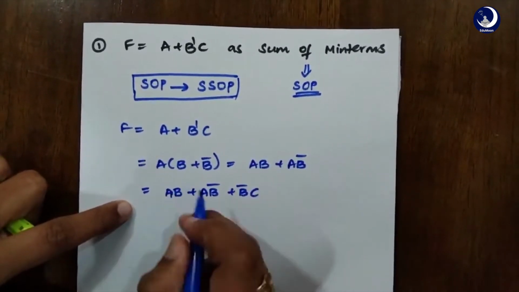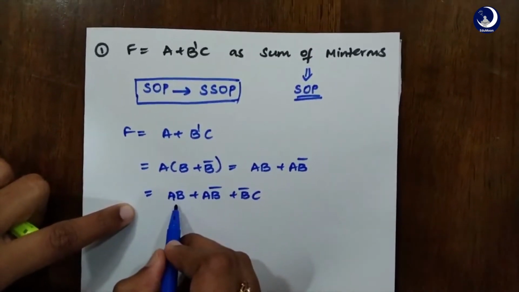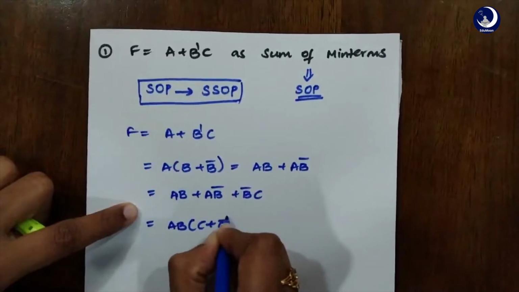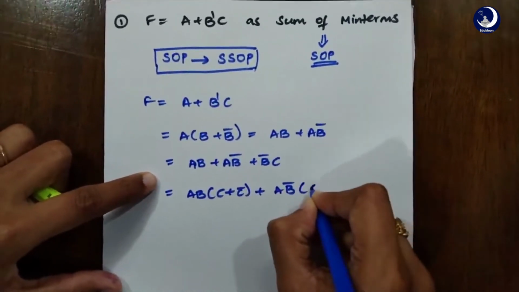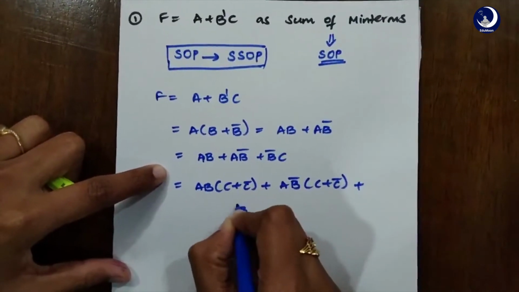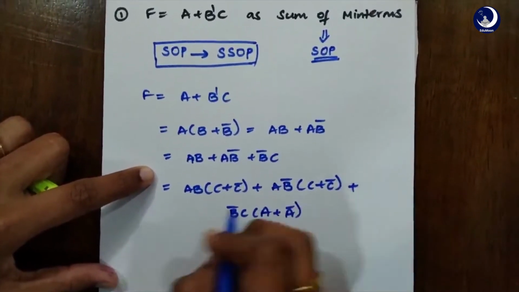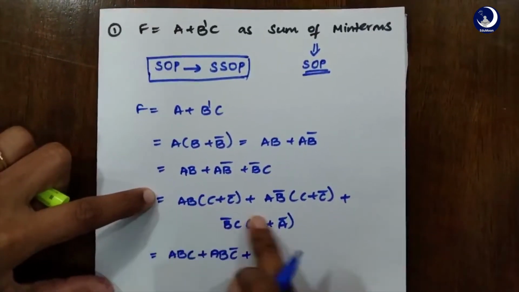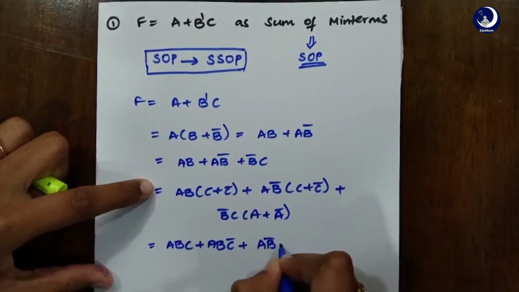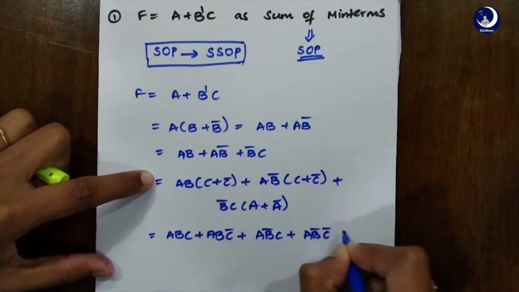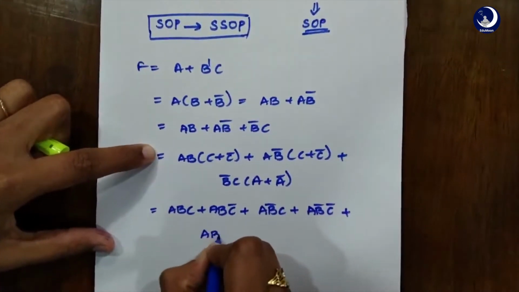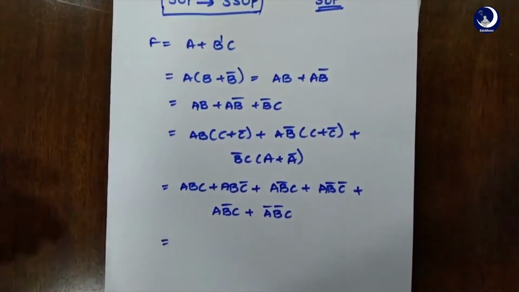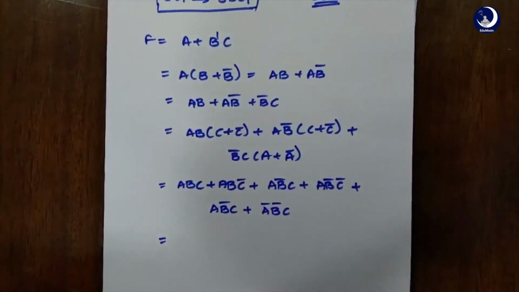Okay, and now look at each individual term. C is missing here, and C is missing here, and A is missing in this one. So again, AB into C plus C bar, plus AB bar into C plus C bar, plus B bar C into A plus A bar. Now expanding all these terms: ABC plus ABC bar, plus AB bar C plus AB bar C bar, plus AB bar C plus A bar B bar C. Now let's look at the common terms.